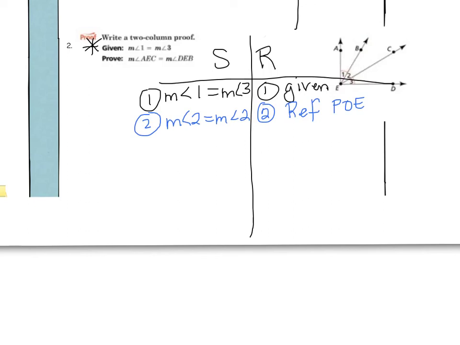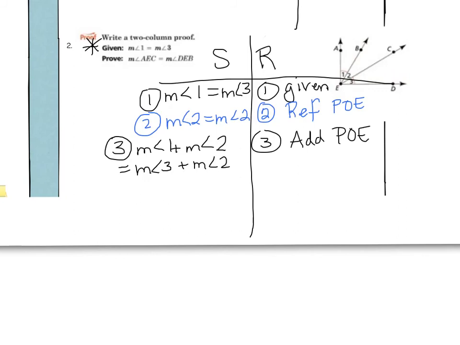So again, now we're trying to get to AEC is equal to DEB. So here we have step 3, which says, hey, now we've got the measure of angle 1 plus the measure of angle 2 equals the measure of angle 3 plus the measure of angle 2. So imagine that we just basically added angle 2 to one side of this equation and to the other side of this equation. And we can do that because of the addition property of equality.